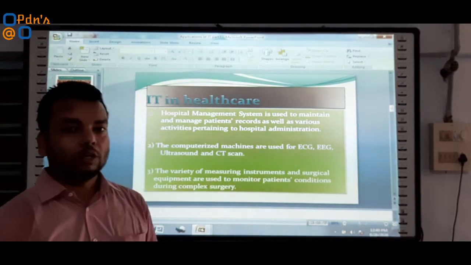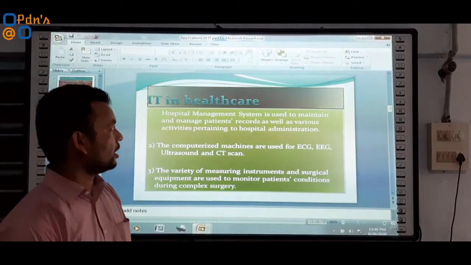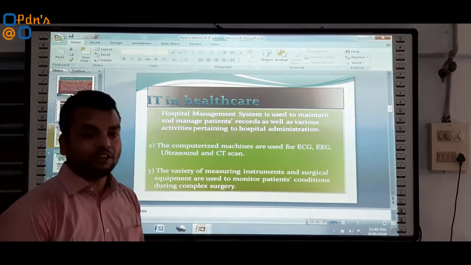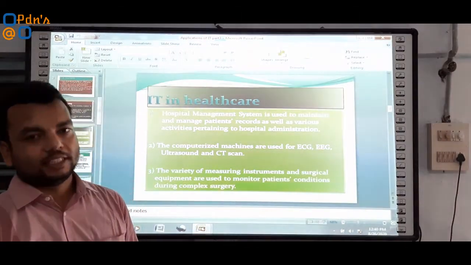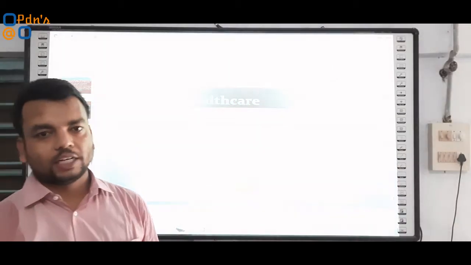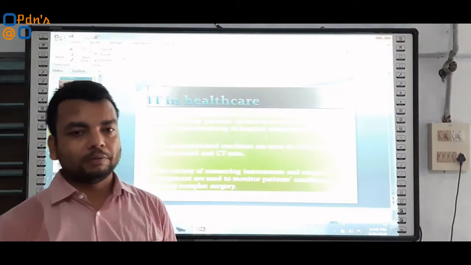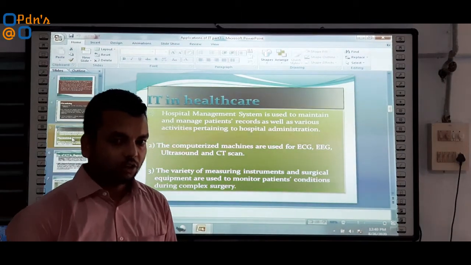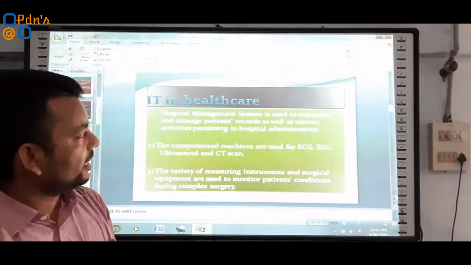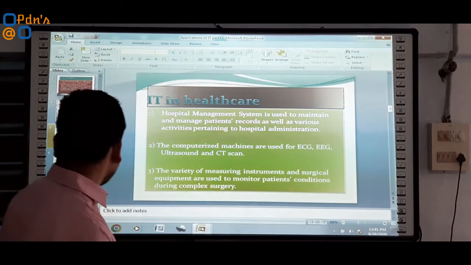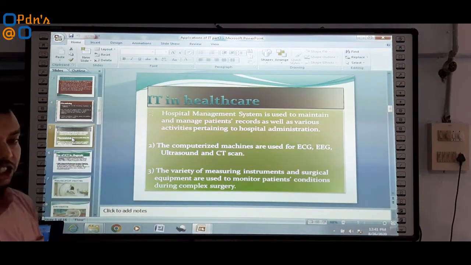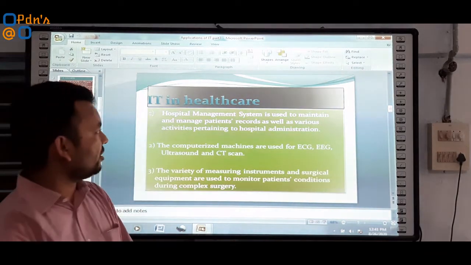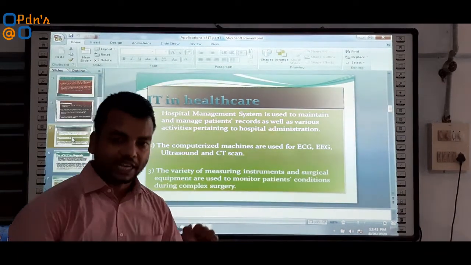And in today's discussion, we are going to discuss the topic IT in the field of healthcare. In the field of healthcare, what are the different areas where IT plays a prominent role? We will be discussing here along with its implications. As you can see in front of all of you, a slide has been placed which depicts the basic utilization of information technology in the field of healthcare.